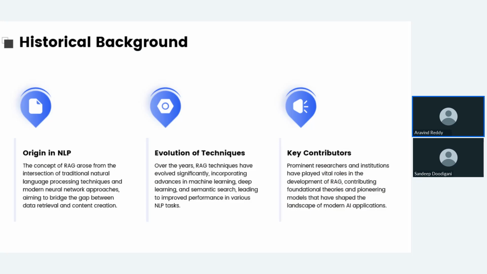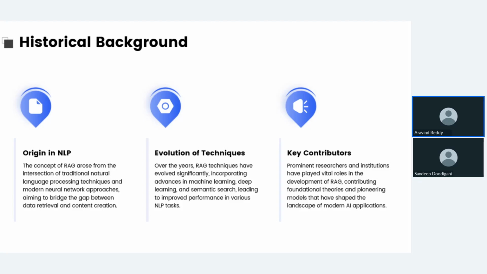So, historical background. What happened for this to come into the market? The origin is NLP. The concept of RAG arose at the intersection of traditional natural language processing techniques and modern neural network approaches, aiming to bridge the gap between data retrieval and content creation. So in this area, it acts like a bridge, guys, right?